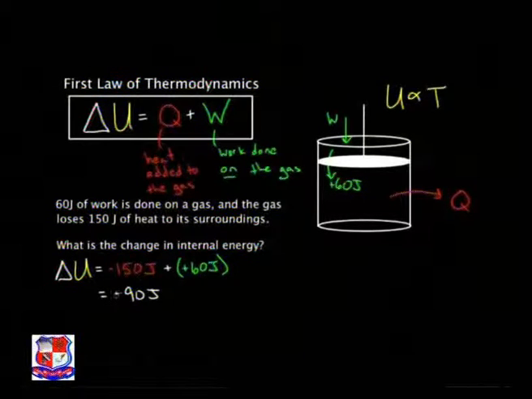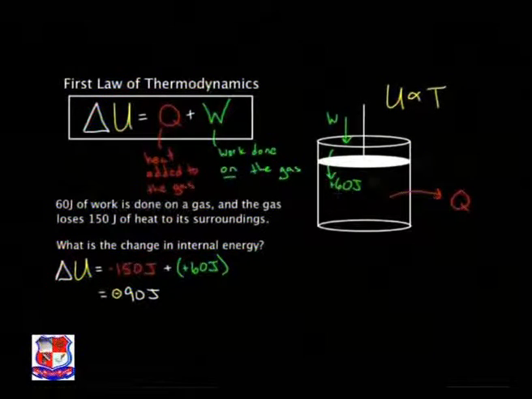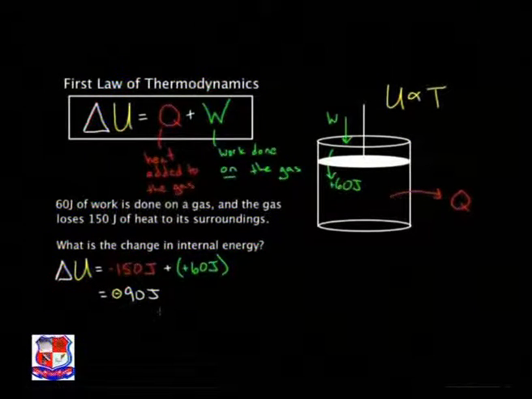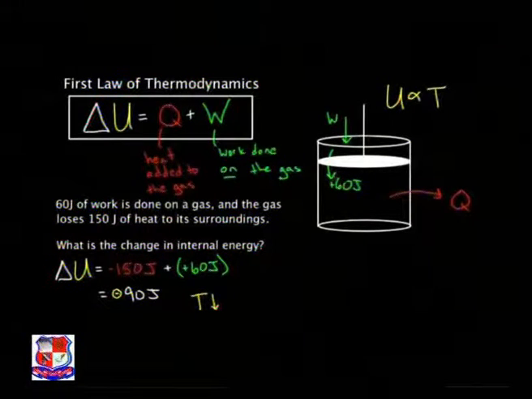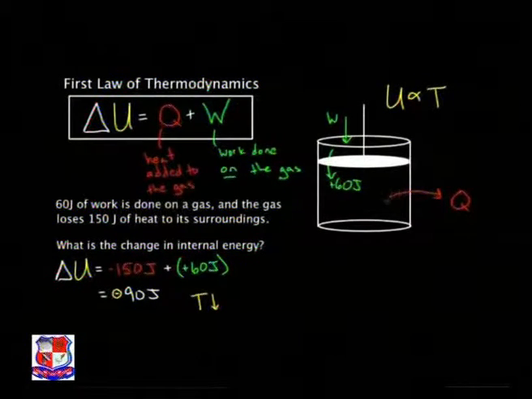So one thing we can say, looking at the change in internal energy, was negative. This means the internal energy went down by 90 joules. Overall, when all was said and done, this gas lost 90 joules of internal energy. That means the temperature went down. That means this gas is going to be cooler when you end this process compared to when it started. Even though you added 60 joules of work energy, it lost 150 joules of heat energy. That's a net loss. The temperature is going to go down.